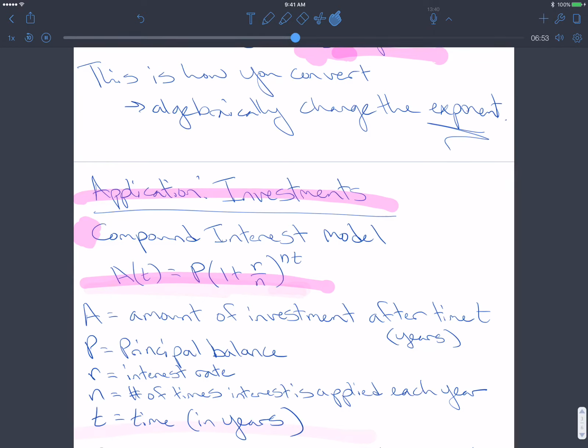R is the interest rate on the account. N is the number of times that interest is applied every year, because generally this entire model is set around number of years. So t is therefore time in years in order for that to be consistent.